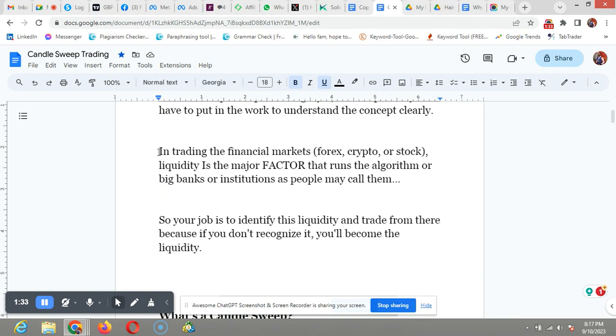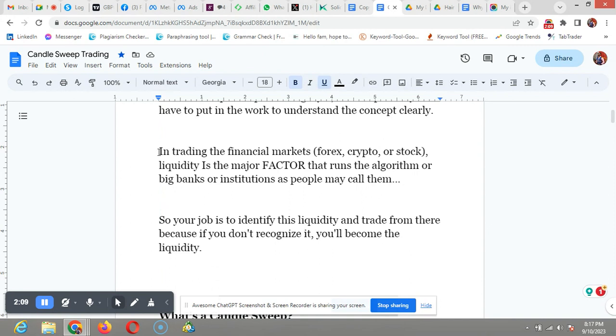In fact, if you follow a lot of big traders in the industry, they will tell you liquidity is what moves the market. Whether you're trading forex, crypto or stock, liquidity is the major factor. It's liquidity that runs the market. The liquidity runs the algorithm, or the big banks, as we call them. Don't worry about what liquidity simply means. You'll get to understand that as we continue in the class, so just pay attention and we'll keep going gradually.